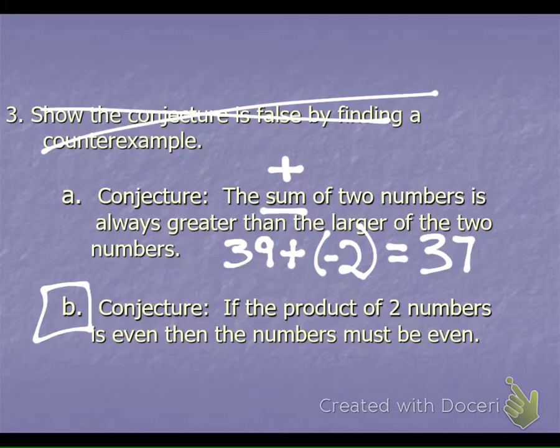Now, B is the one I want in your notes. If the product, so we will be multiplying, if the product of two numbers is even, then the numbers must be even. So we're trying to come up with a problem where we're multiplying, and my answer is even, but the numbers in the problem are not even. A counterexample.